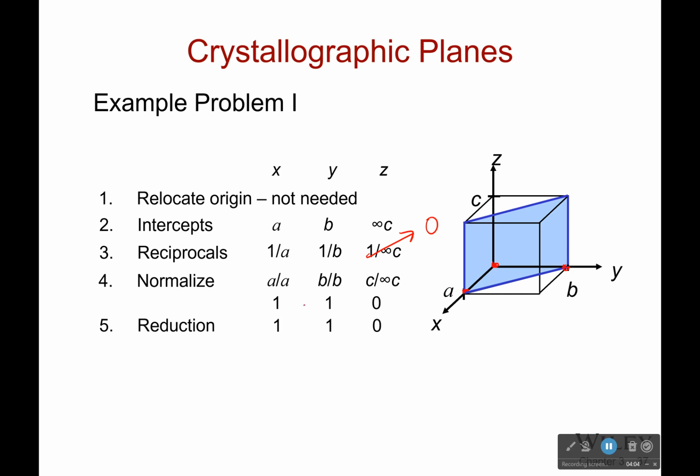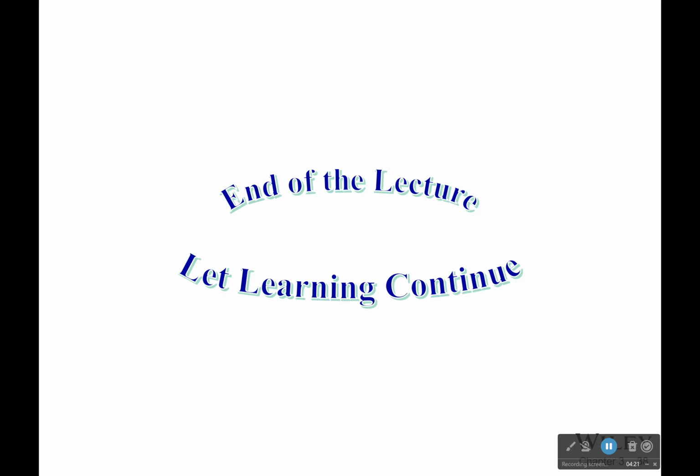Now, this whole reduction thing is simply saying that if I have like 4, 2, 0, I can divide everything by 2 to get down to 2, 1, 0. I want the smallest integers. The smallest integers there. And finally, I put it in parentheses, and we're good.